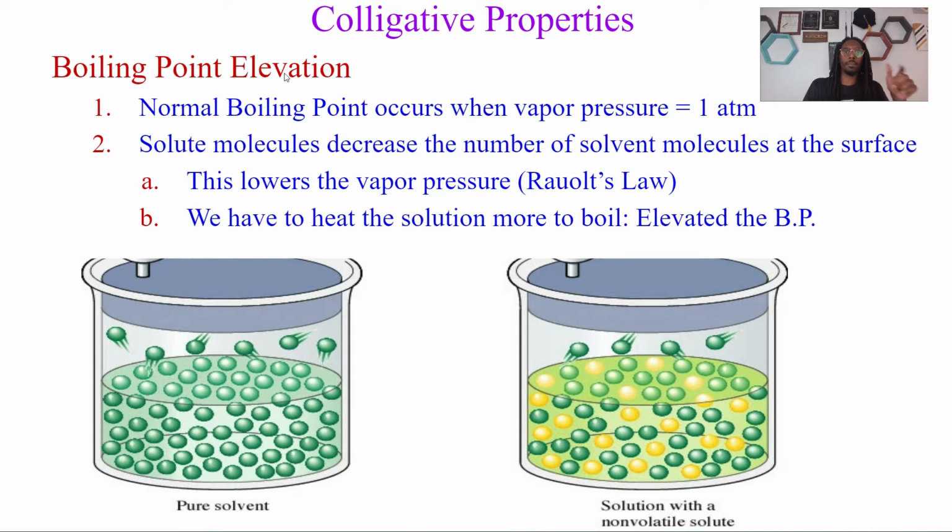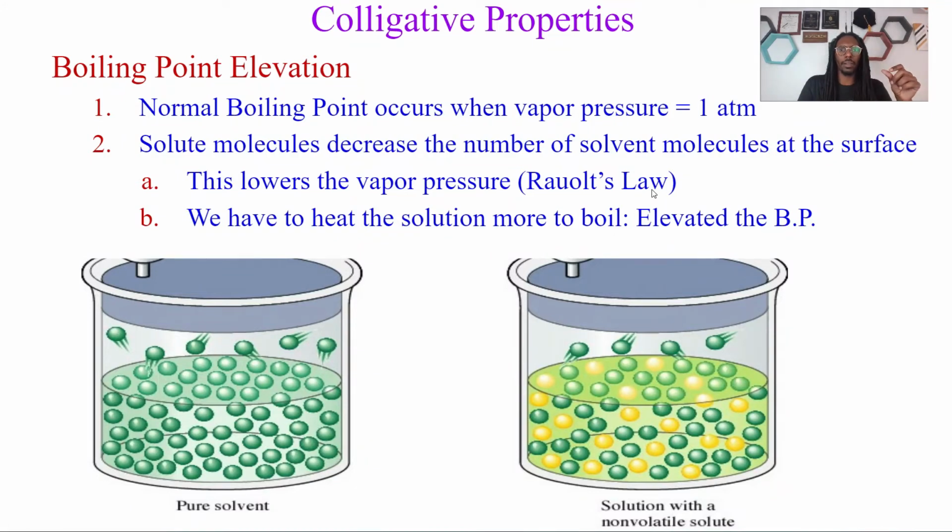But boiling point elevation, though: solute molecules decrease the number of solvent molecules at the surface. This lowers the vapor pressure, Raoult's law, as we just mentioned before. So if we add all these solute molecules, we understand now that we're lowering the vapor pressure, as we just mentioned with this law.